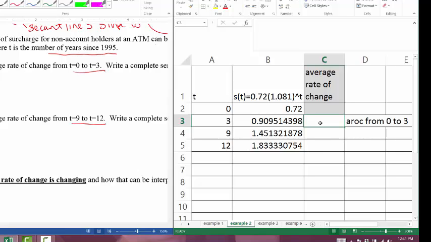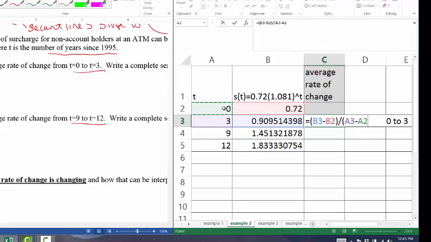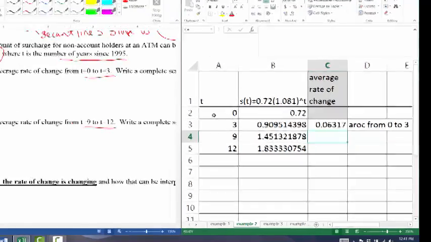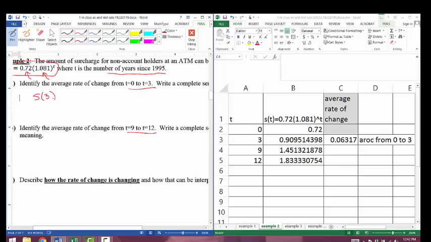I'm going to start this calculation here. All right, to calculate the average rate of change from 0 to 3, it's y2 minus y1 over x2 minus x1. We're going to make sure to use parentheses around the numerator and denominator. So here is y2 minus y1 in parentheses divided by, in parentheses, x2 minus x1. So this will calculate the average rate of change from 0 to 3. Turns out it is 0.06. We're doing s of 3 minus s of 0 over 3 minus 0. I performed the calculation in Excel, and I got about 0.06.